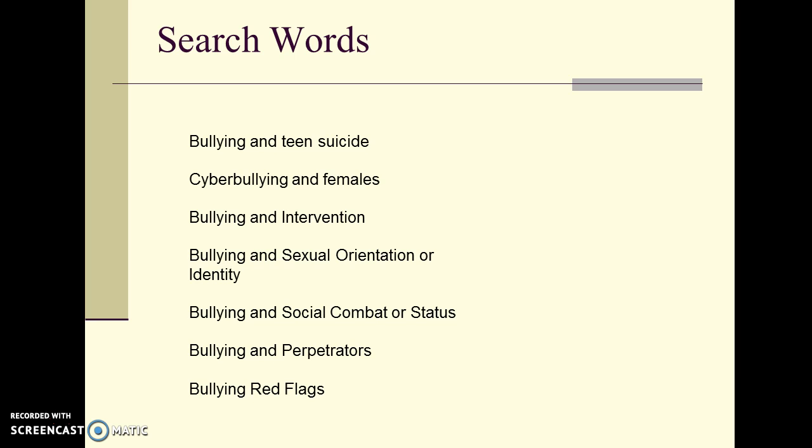Or maybe you want to talk about bullying and sexual orientation, and then I used a limiter, or a Boolean phrase, sexual orientation or identity. Bullying and social combat, they talked about that, or social status, and you might want to examine that as your topic. Or bullying and perpetrators. One of the things that Dr. Phil talks about is that we want to be careful of being so extreme with how we treat bullies in some respects. Maybe we want to look at it situationally instead of doing a one-size-fits-all in terms of how we punish them, because oftentimes bullies have been bullied themselves. Or bullying, what are the red flags for bullying? That may want to be your topic.